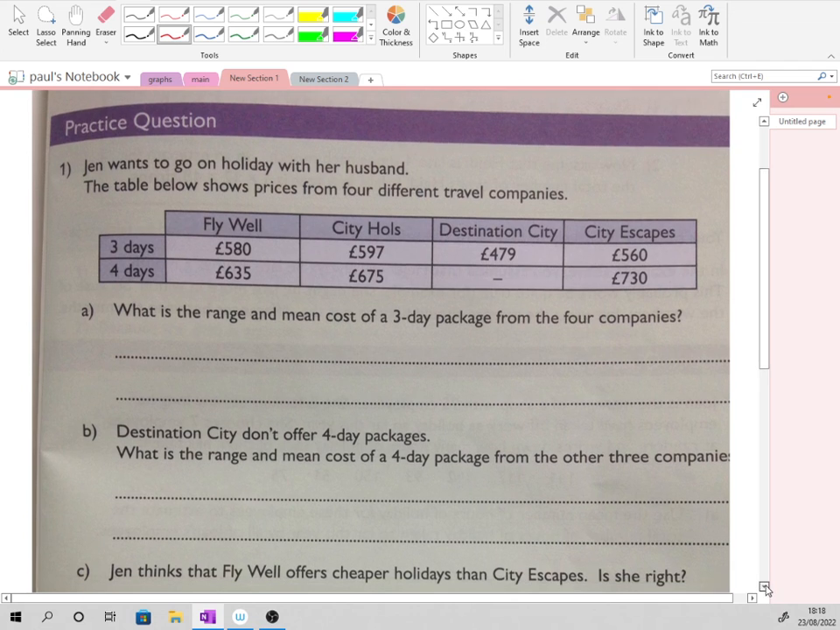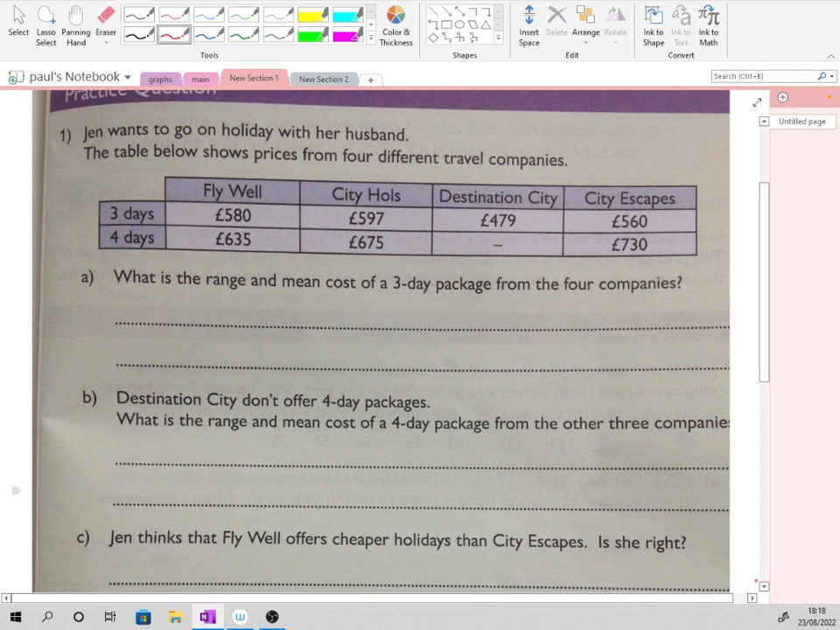So it's more involved. Jen wants to go on holiday with her husband. The table below shows prices of 4 different travel companies. What's the range and mean cost of a 3-day package from the 4 companies?